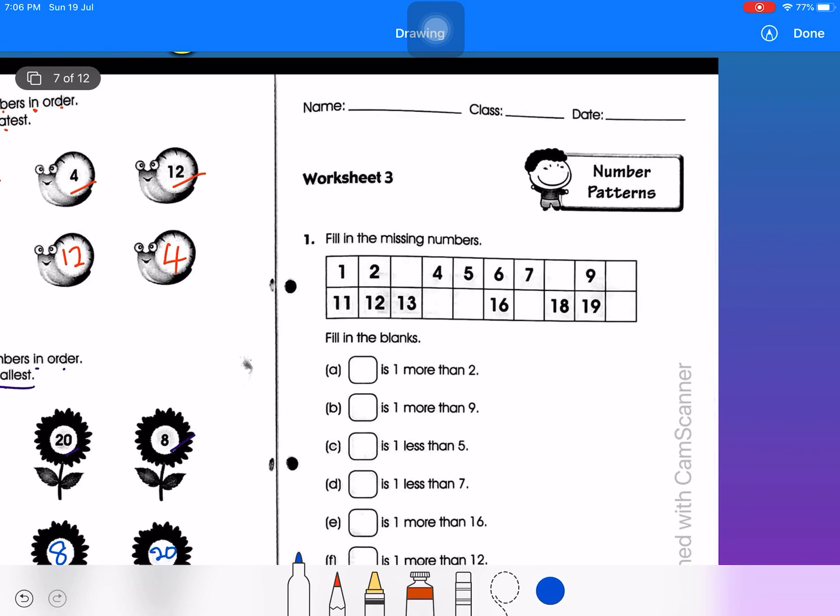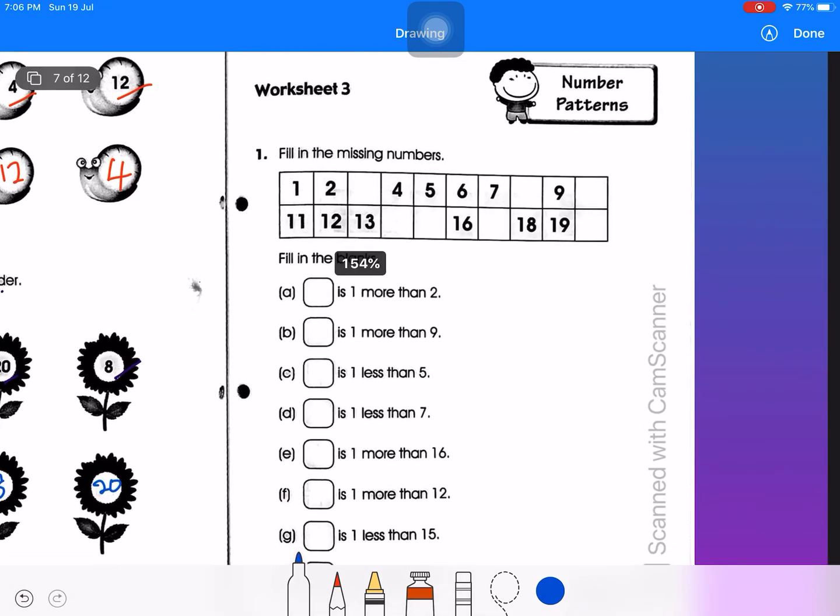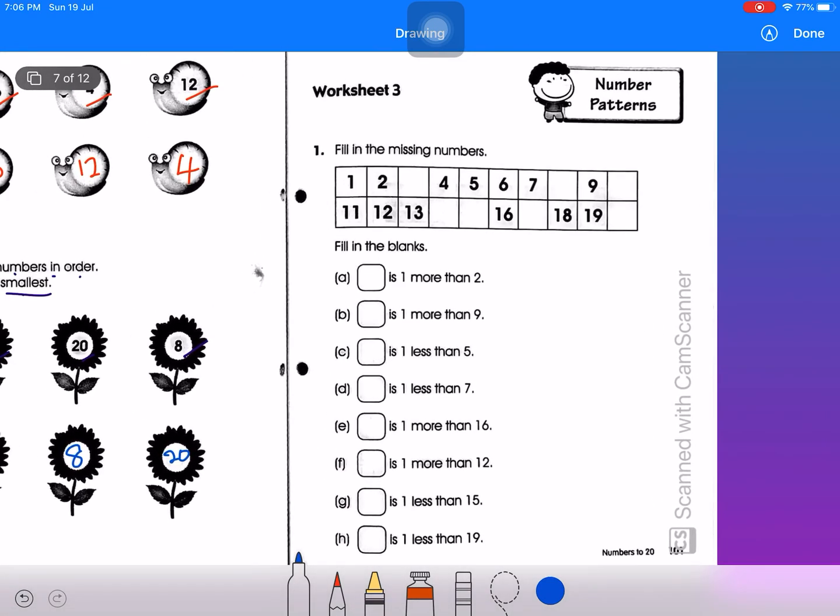Okay, now it's worksheet 3. So let's write down your name first before you start. Class and today's date, if you haven't written the date. Okay, worksheet 3 is number pattern. This is considered a new topic. So number pattern, here, first fill in the missing numbers. Fill in the blank.